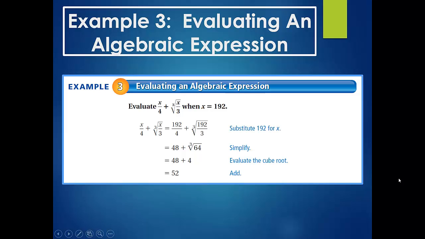For our third example, we're evaluating an algebraic expression. Evaluate x divided by 4 plus the cube root of x divided by 3 when x equals 192. If we substitute 192 in for x, we're going to have 192 fourths plus the cube root of 192 thirds. 192 divided by 4 is 48, and 192 divided by 3 is 64. So we have 48 plus the cube root of 64. The cube root of 64 is 4, so 48 plus 4 equals 52.